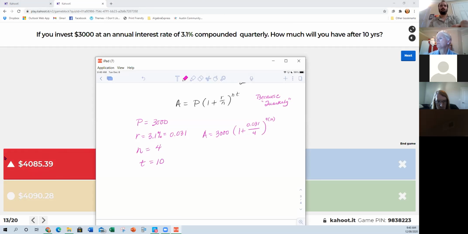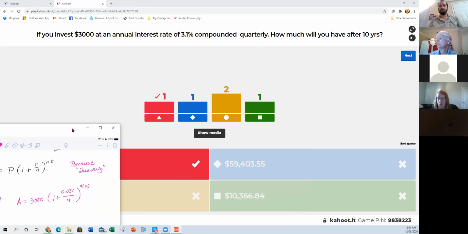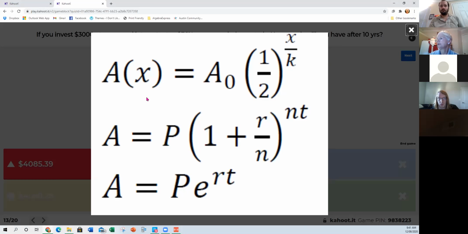All right, so know that we're using this formula because it says quarterly. The only time you use the half-life formula is if it says half-life. The only time you use this bottom one is if it says continuously. Otherwise, you use the middle one.